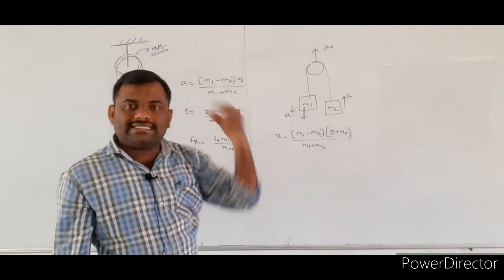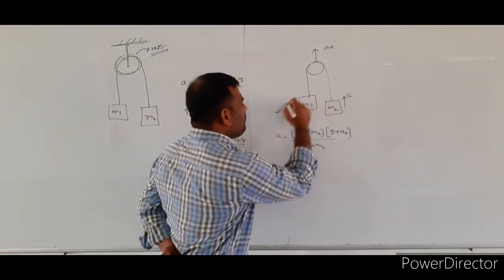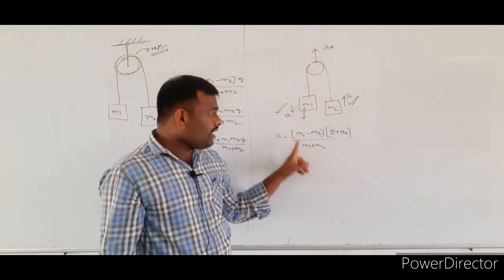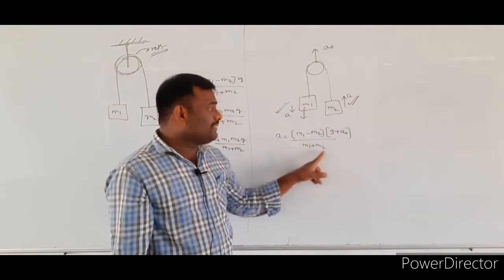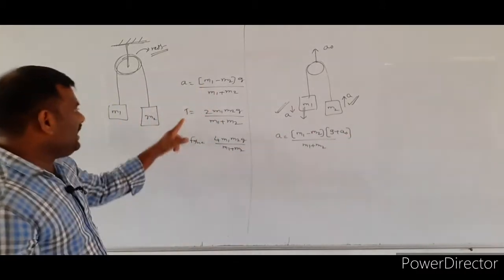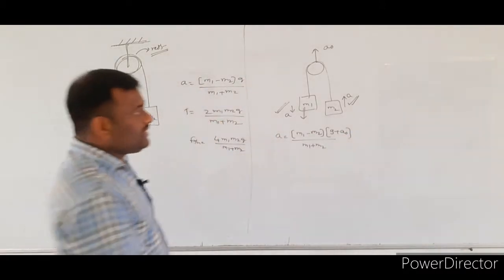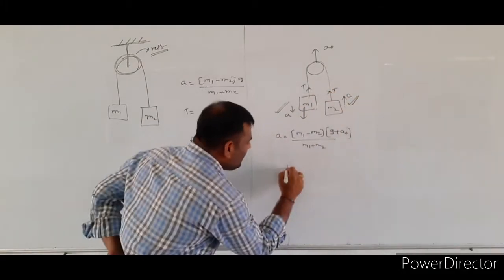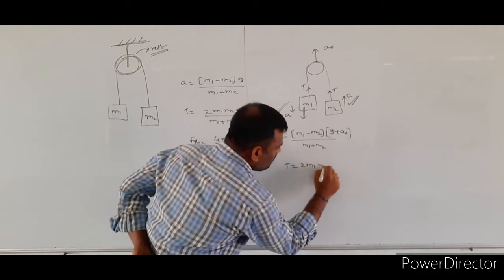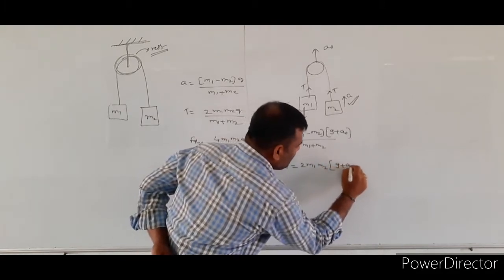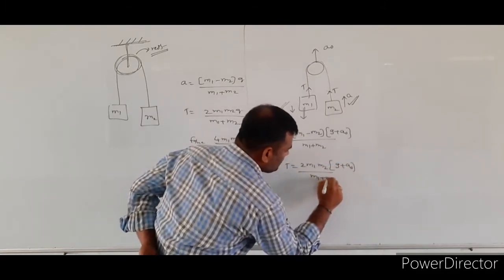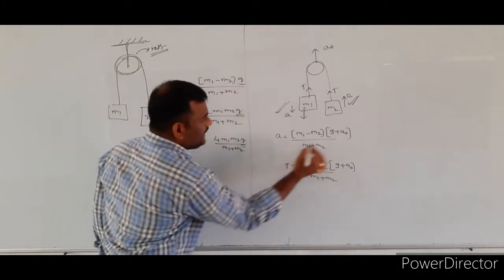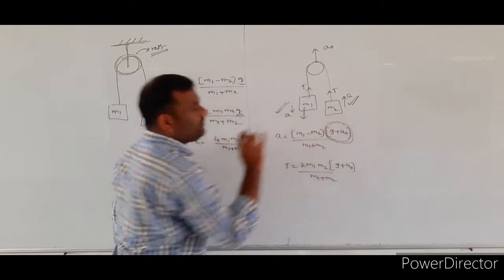So in the first case, we assumed the pulley system is moving in the upward direction. As a result, the acceleration of the blocks will be given by (m1 minus m2) by (m1 plus m2) into (g plus a naught). Similarly, the tension developed within the string will be given by T is equal to 2 m1 m2 into (g plus A naught) by (m1 plus m2). So in the place of g, we are writing g plus A naught.